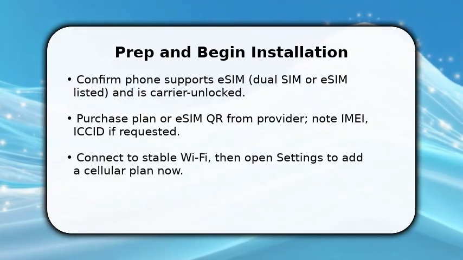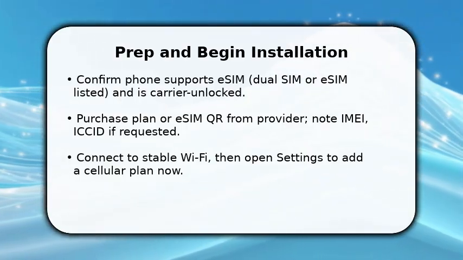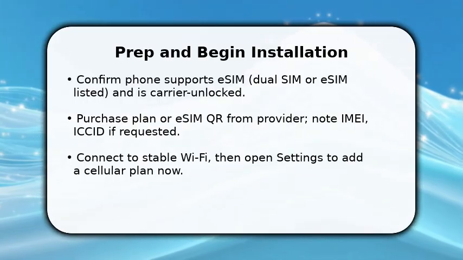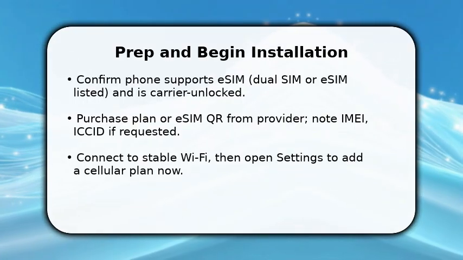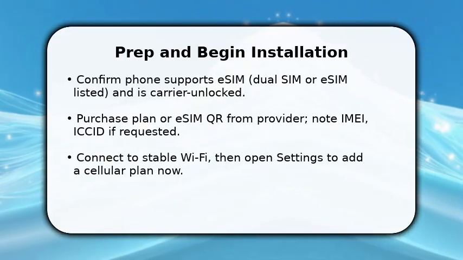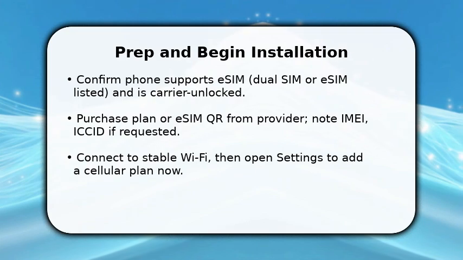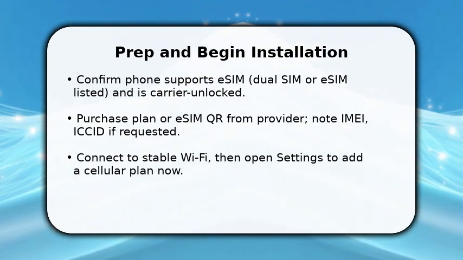Make sure you're on reliable Wi-Fi, then open Settings and choose Add Cellular Plan. Follow the scanner or manual entry to import the profile. This immediate step installs the digital SIM so you can configure lines and avoid last-minute issues.